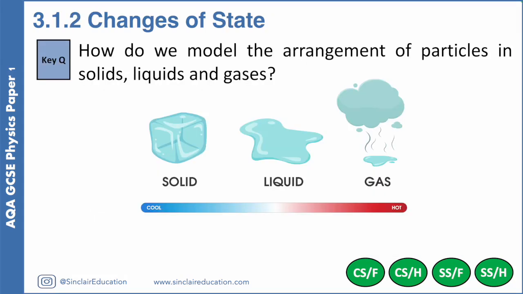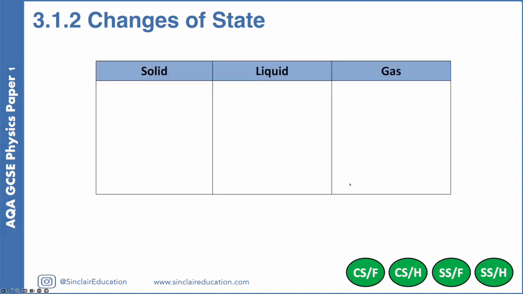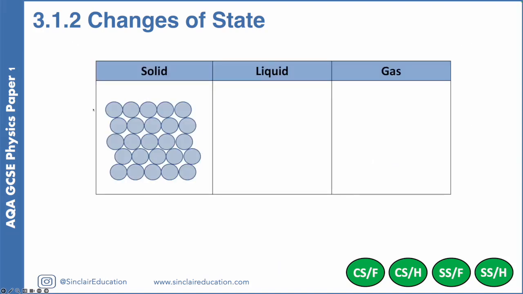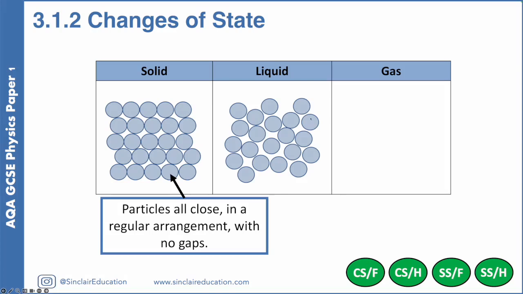Now for changes in state, we need to be able to explain what's happening to particles as we go from solids into liquids and into gases. So first of all, to be able to do this, we need to be confident with how the particles are arranged in each. So in a solid, we need these particles really closely packed together in regular lines, no gaps between.